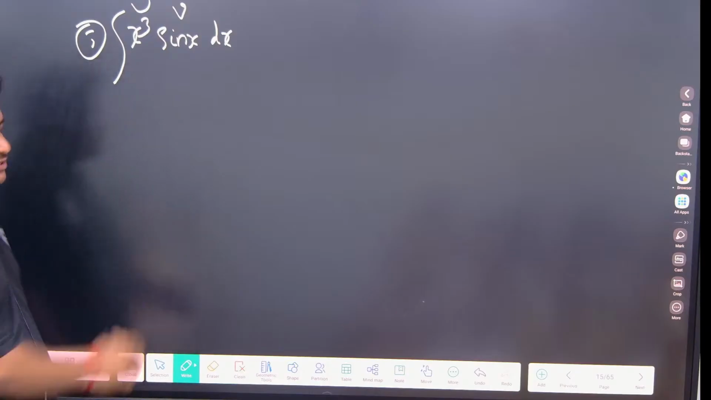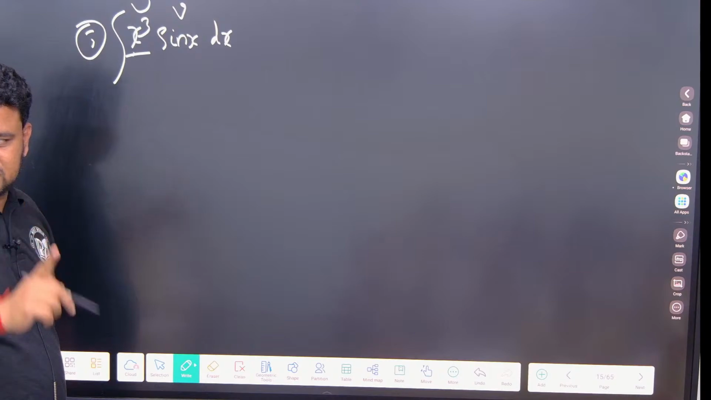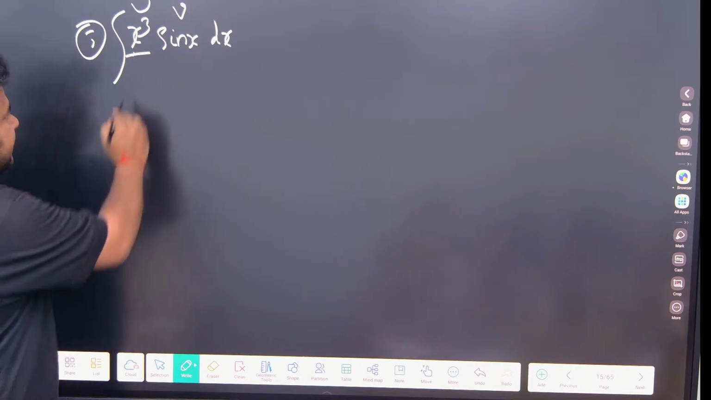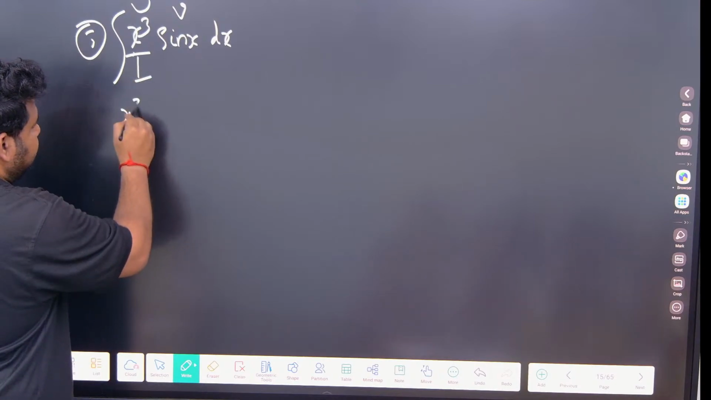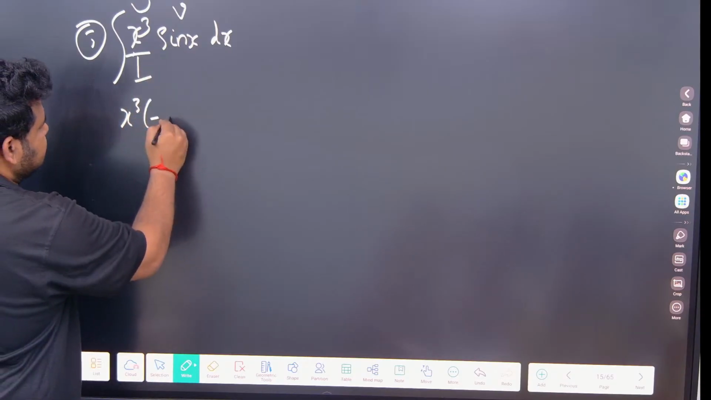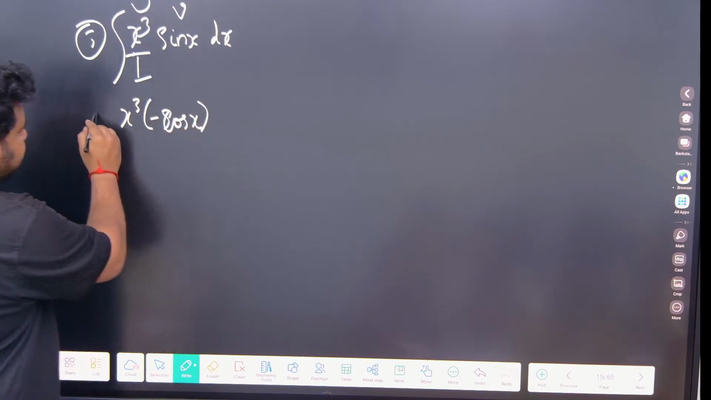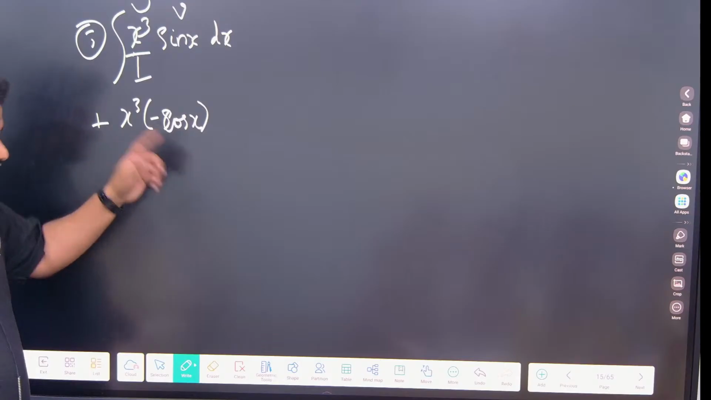For this function you have to do differentiation. But for the first time, write it as it is. Write u as it is, so x cube. Integral of sin x is what? First you have to integrate this: minus cos x. So this is plus. Don't worry about this sign. This is plus.